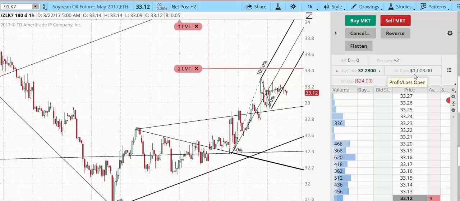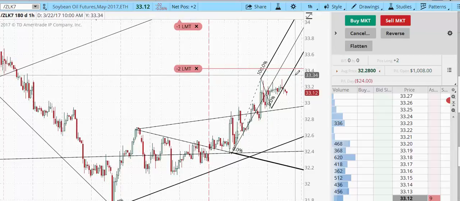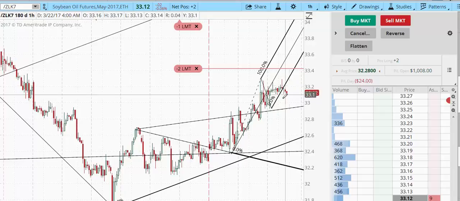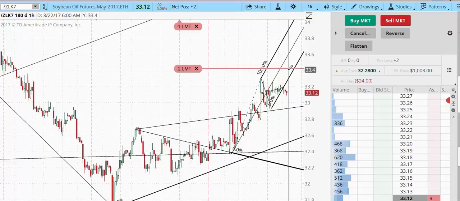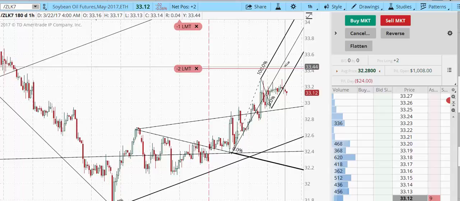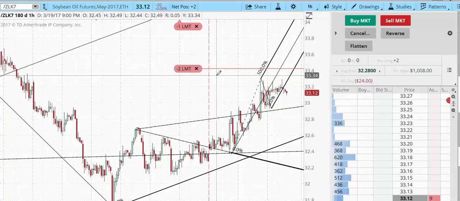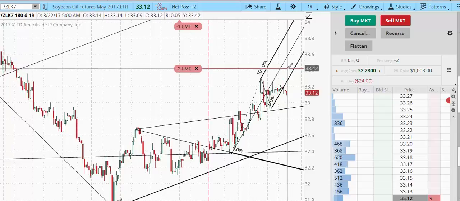This is where I have my present orders in, and we'll just wait and see. On this one here, who knows what's going to happen? Ideally I'd like to see it going up, and when prices go up here, where I have a limit order, I would then take profits. That may not happen. I may choose to get out early. We'll see.